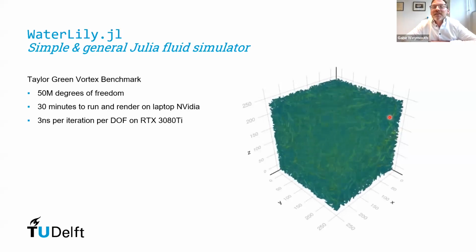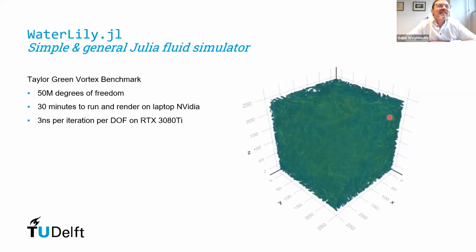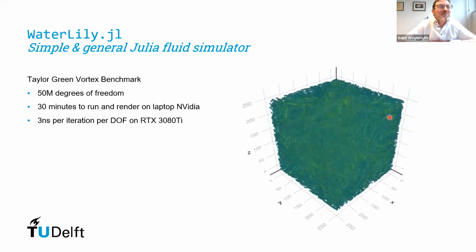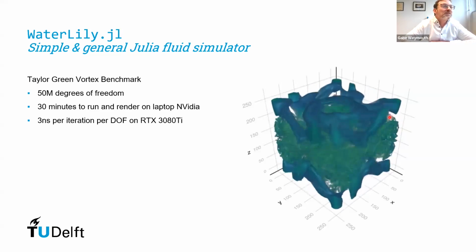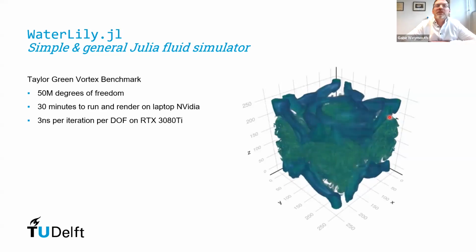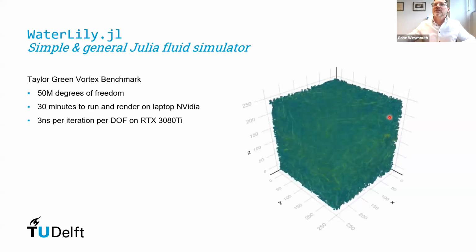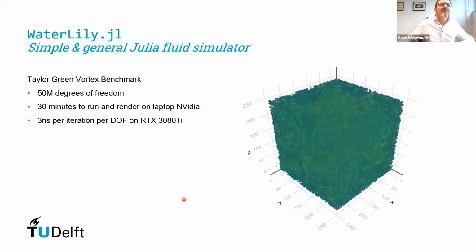And Bernat, hot off the presses, just tried it yesterday and found that it's 3 nanoseconds per iteration per degree of freedom on one of your very, very big GPUs, I have to imagine, that managed to go that fast. And he reports to me that that's 5 times faster than the spectral solver that you guys have. Of course, that's comparing apples to oranges because Waterlily is not a spectral solver, but it gives you an indication that this isn't just a toy. We're doing stuff that's really very fast.